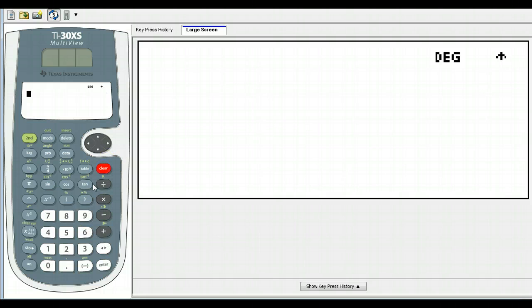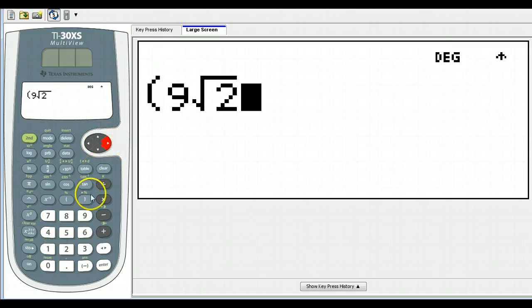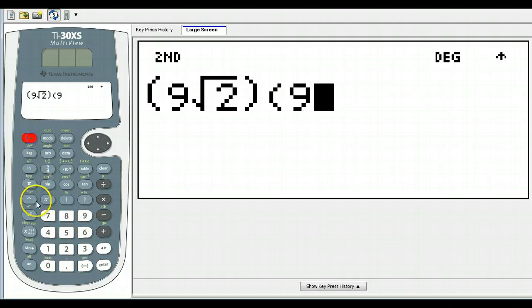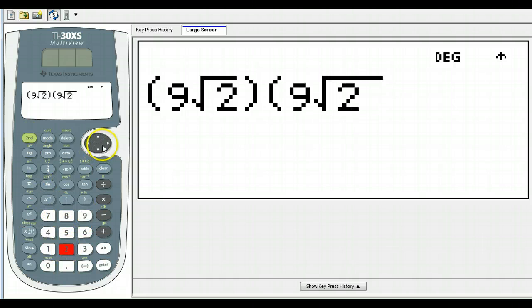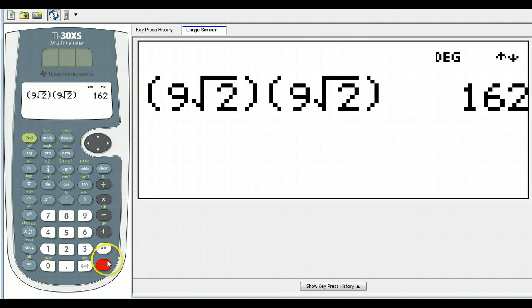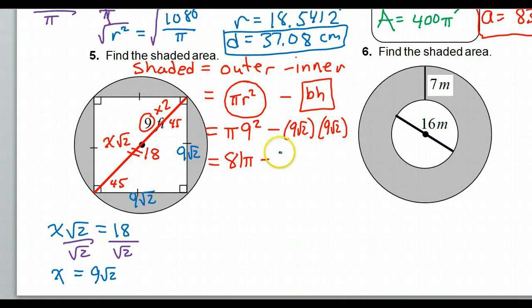Let's see if the calculator will do this properly, because I don't want any decimals yet. So 9 radical 2 times 9 radical 2 gives 162. Look at that. Now that would be the exact answer. It will not simplify any further.